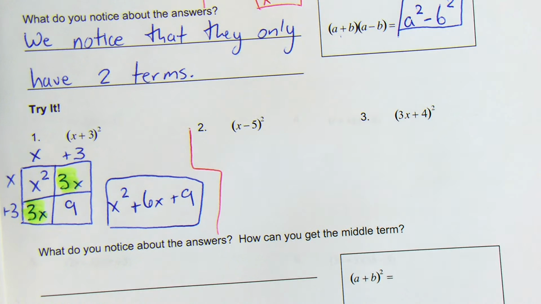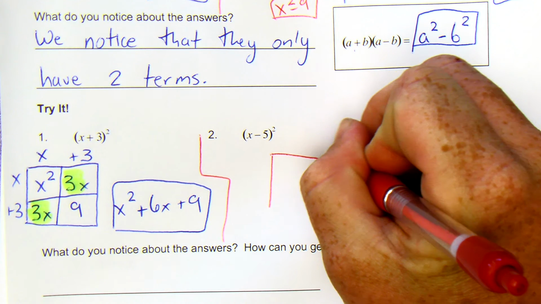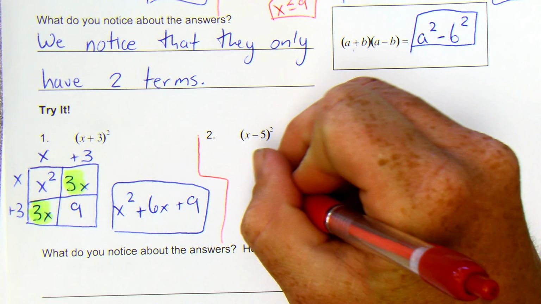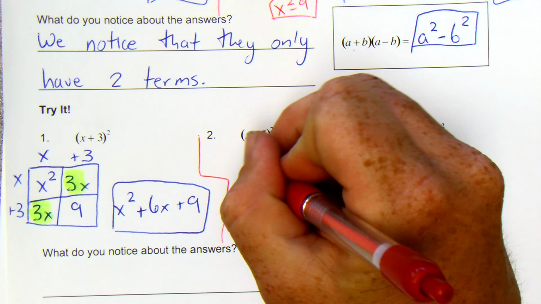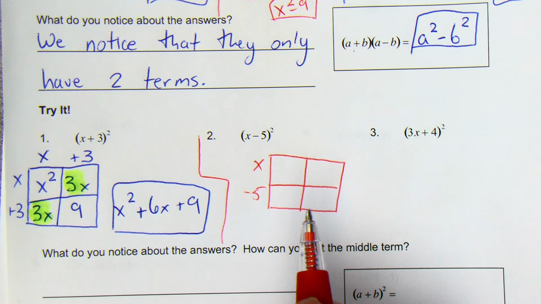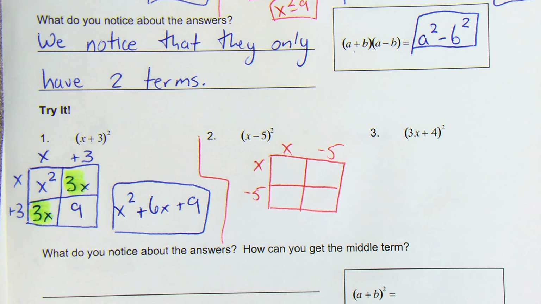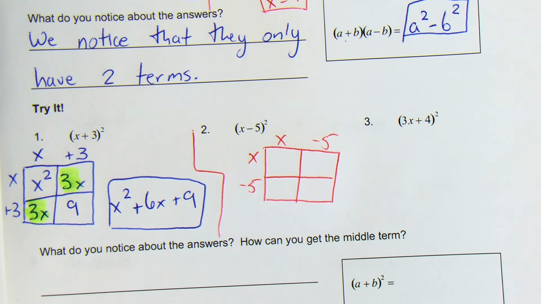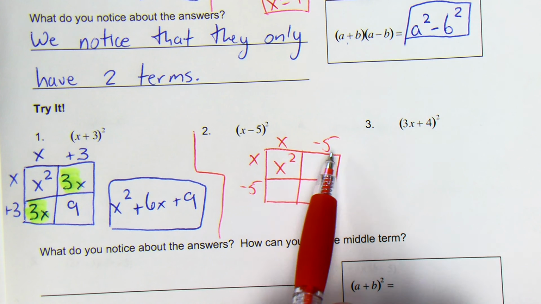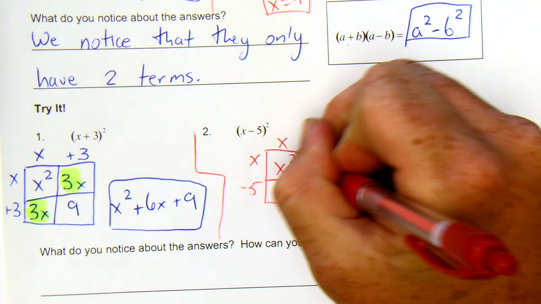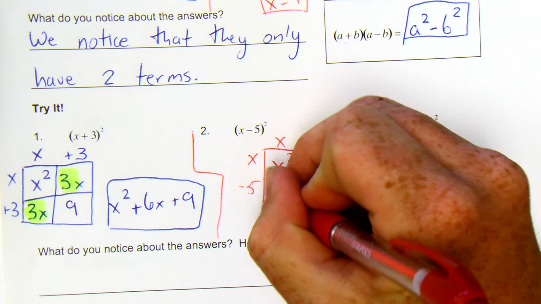Okay, so I'm going to create my box for number 2. Again, this is a squared, so both of my terms will be x minus 5. So I want to do x minus 5 on this side. And since it's squared, that tells me my other term is also x minus 5. So I want to do x and minus 5 on top. So now for this first box, I would do x times x. That is x squared. X times negative 5, or negative 5 times x, is negative 5x. Again, negative 5 times x would be negative 5x.